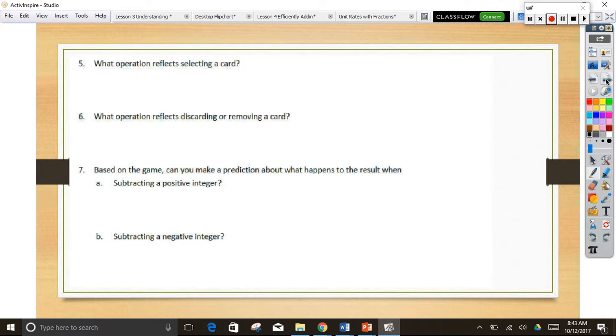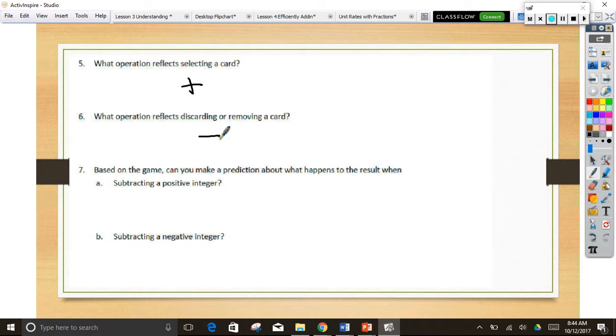What operation, addition or subtraction, reflects selecting a card? Addition. Okay, what operation reflects discarding or removing a card? Eli? Subtraction. So then, based on the game, can you make a prediction about what happens to the result when you subtract a positive integer?